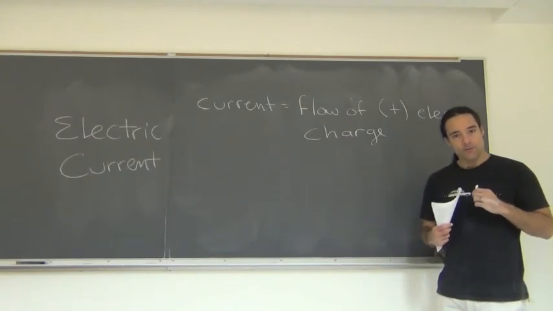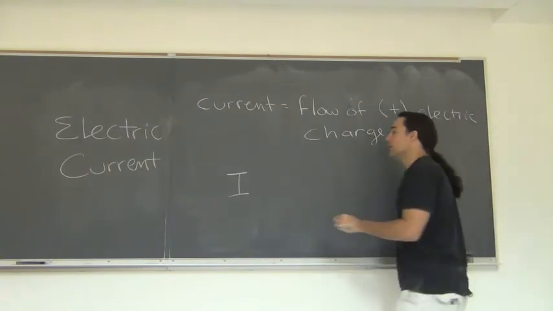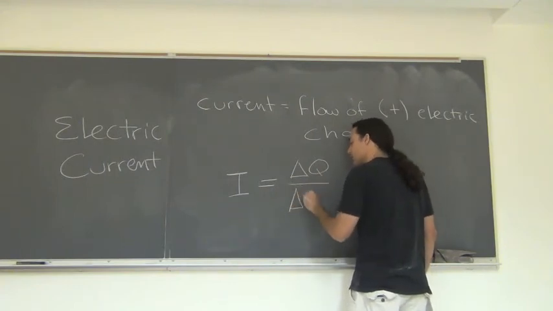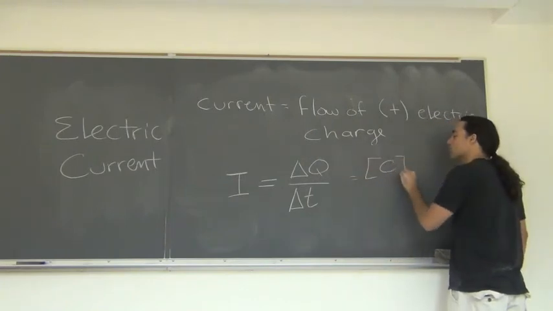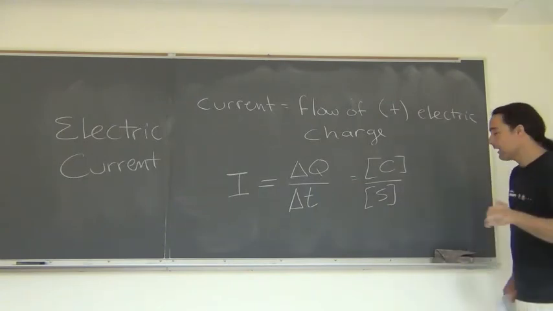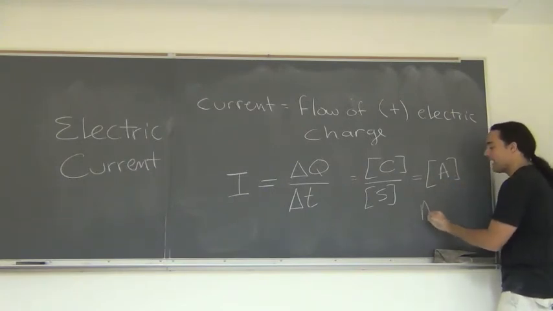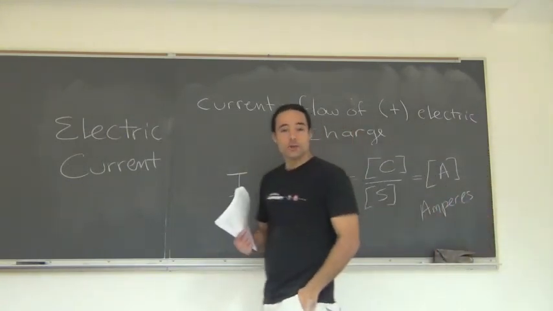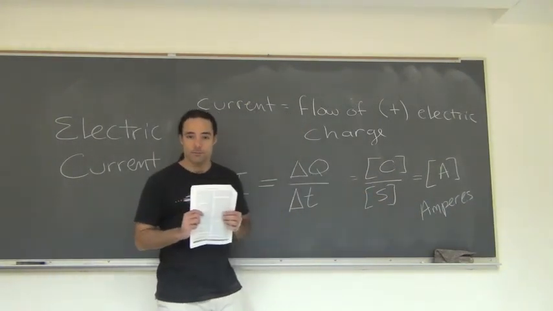If we want to write a mathematical formula for the current, we would say that the current, again given by the symbol I, is equal to how much charge passes by in some unit time, and the units of that would be coulombs per second. But we also have a shorthand for that unit. We have the shorthand A, which stands for amperes. So we can measure the current passing through an electrical circuit in amps or amperes.